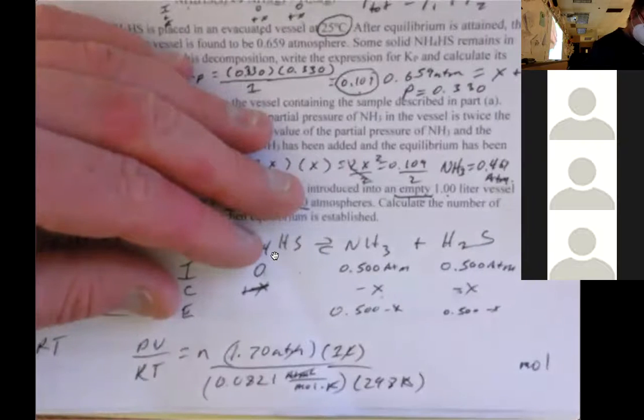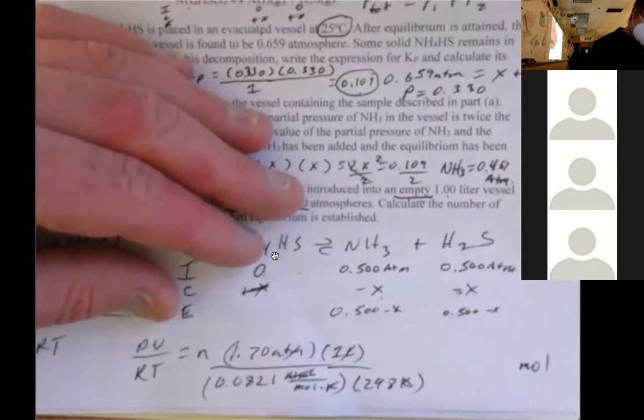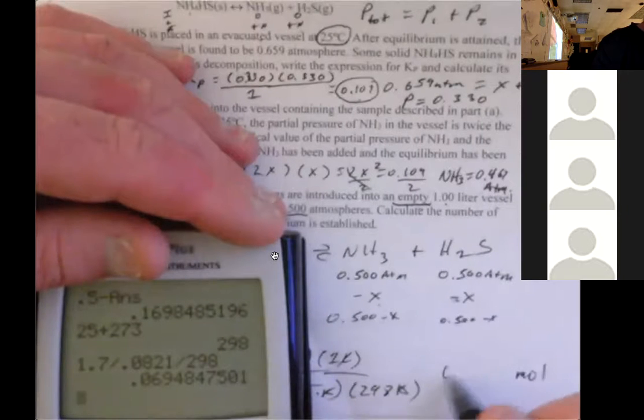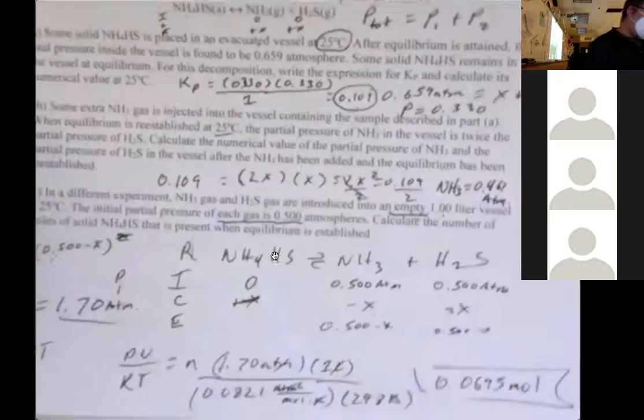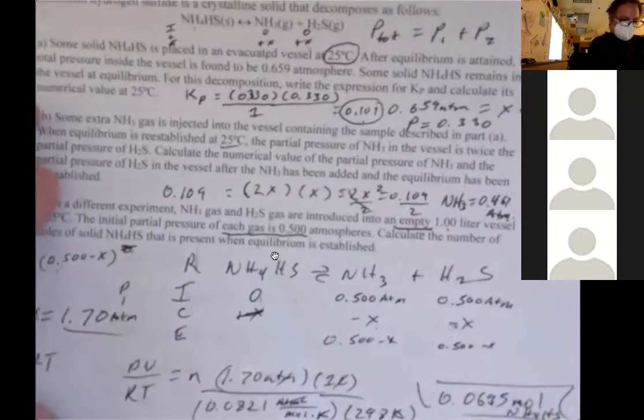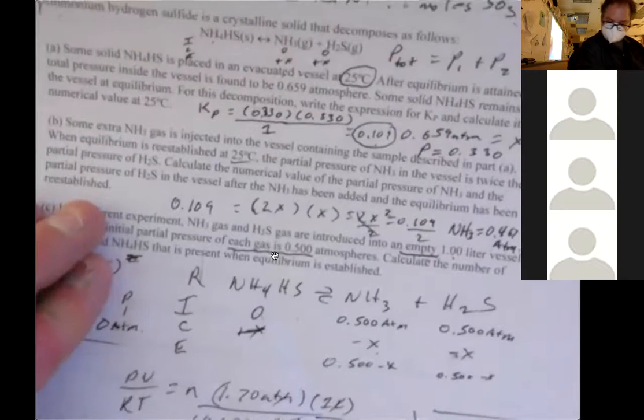So 1.7 times 1 divided by 0.0821 divided by 298 gives us 0.0695 of the ammonium hydrogen sulfide. What does it want? Oh, look at that. Sweet. Cool.